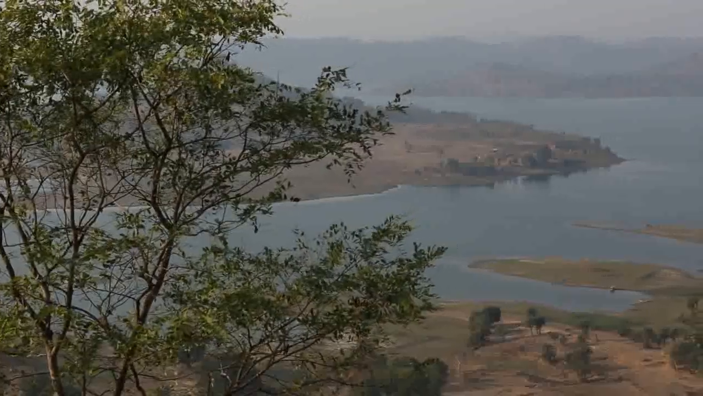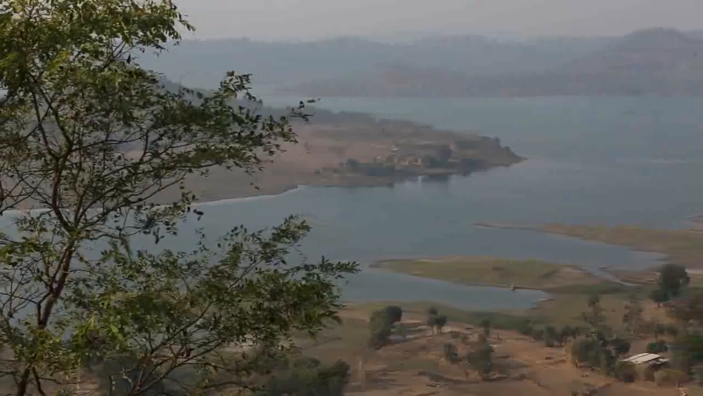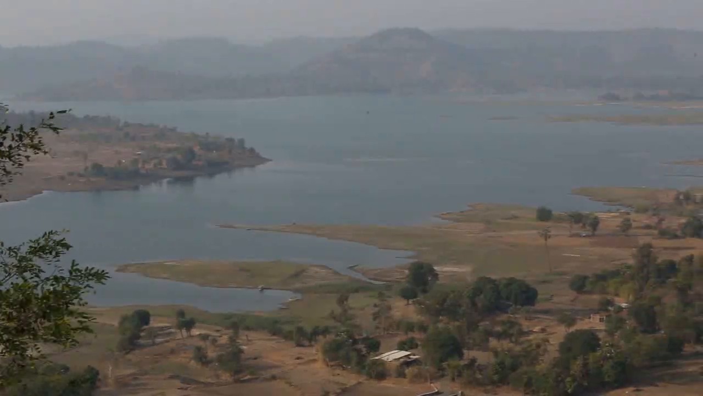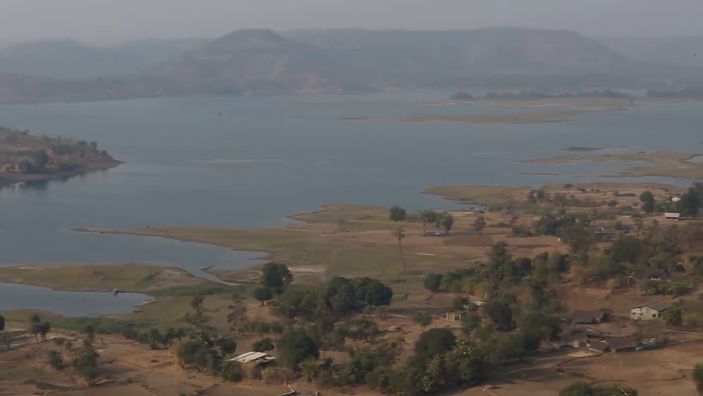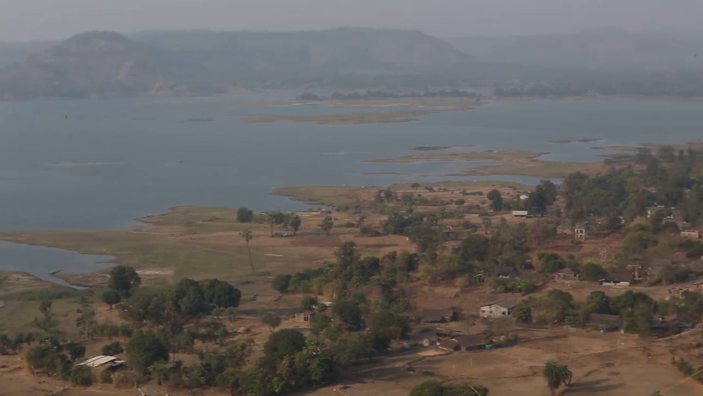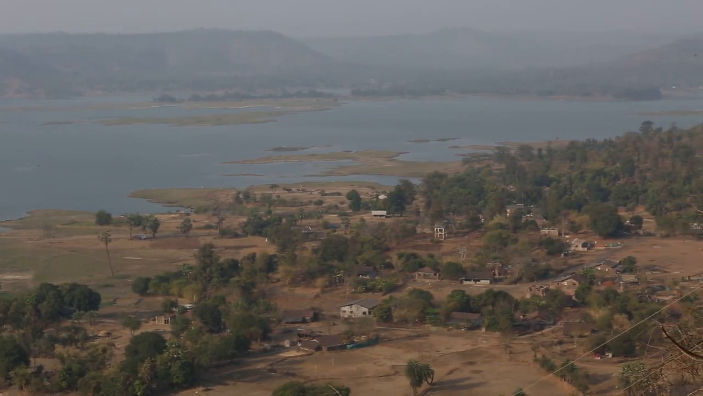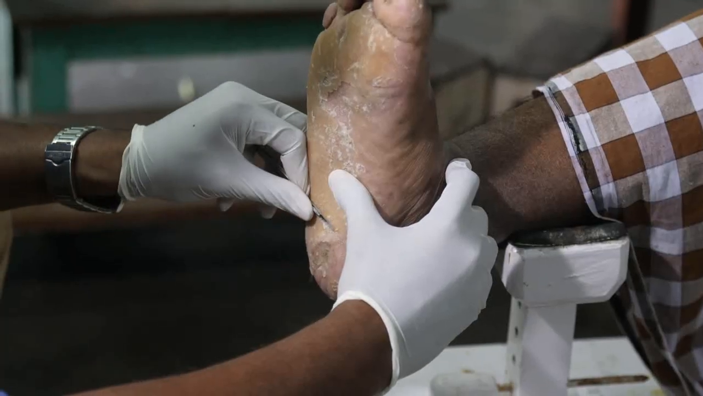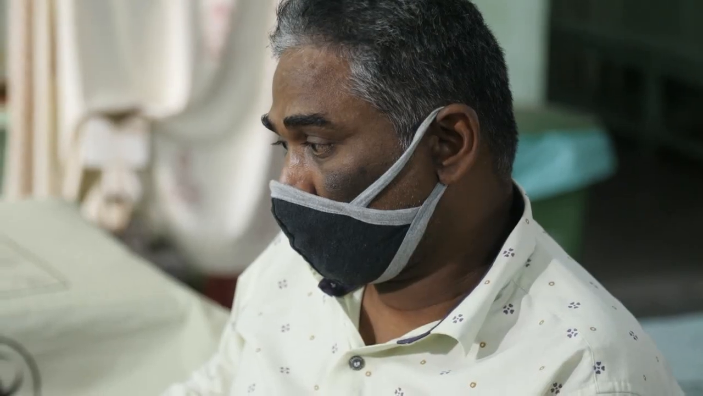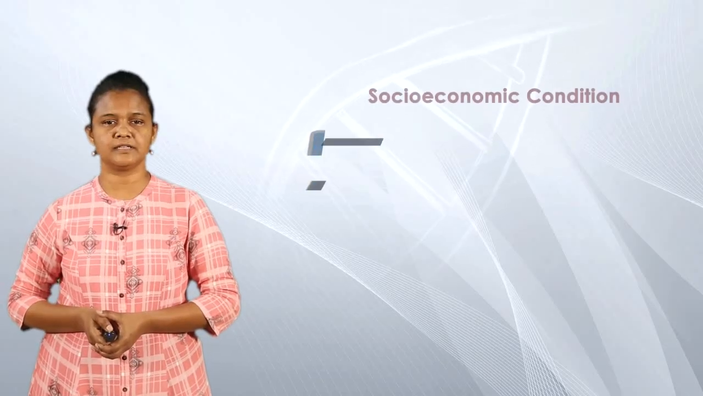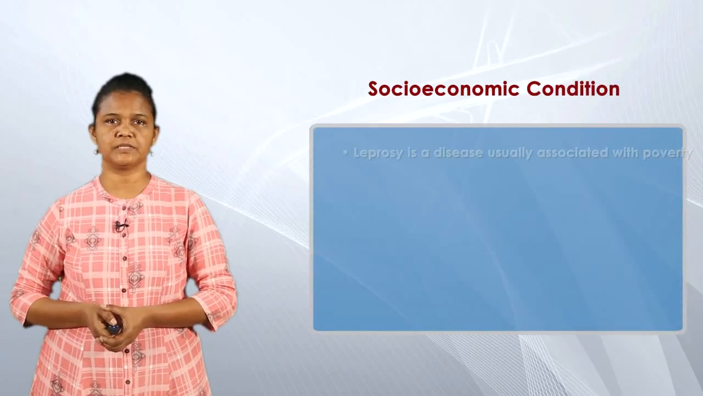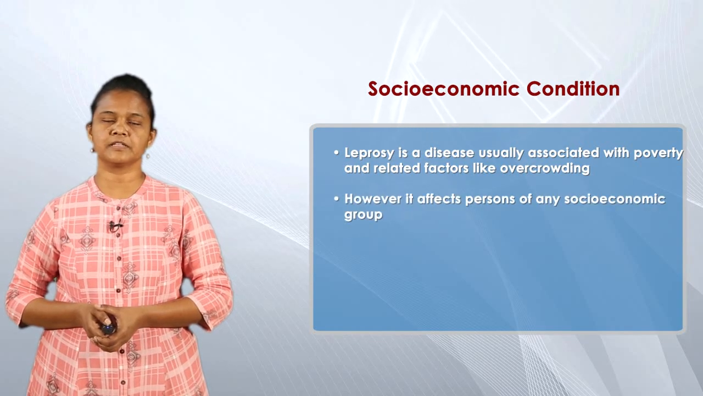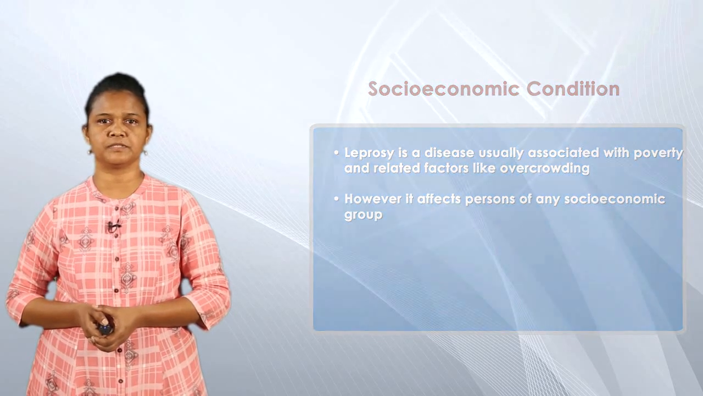The environmental factors: humidity favors the survival of the bacterium. Risk of transmission increases with humid conditions. The risk is increased by closeness and duration of contact. But all these factors will be operative only if the person is susceptible to the disease. Leprosy is usually associated with poverty and related factors like overcrowding. However, it affects persons of any socioeconomic group.